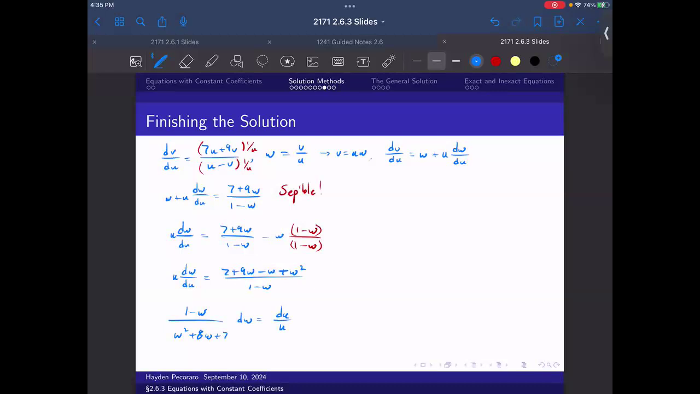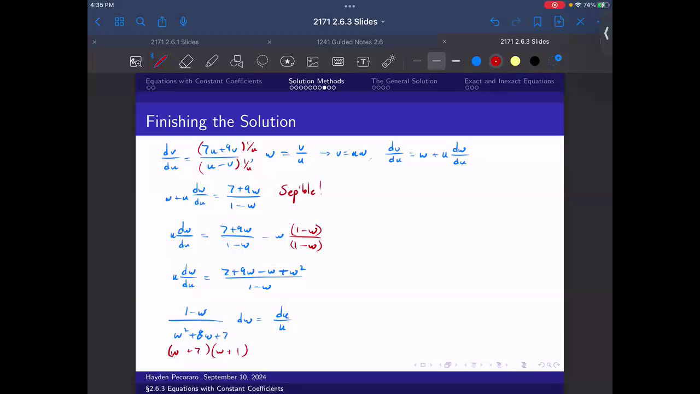Yeah, that's probably going to be partial fractions. Luckily, this is not too hard to factor down here. So we have w plus something times w plus something, and we need factors of 7 that add to 8. I'm going to guess 7 and 1 probably work there because we want positive 8. All right.